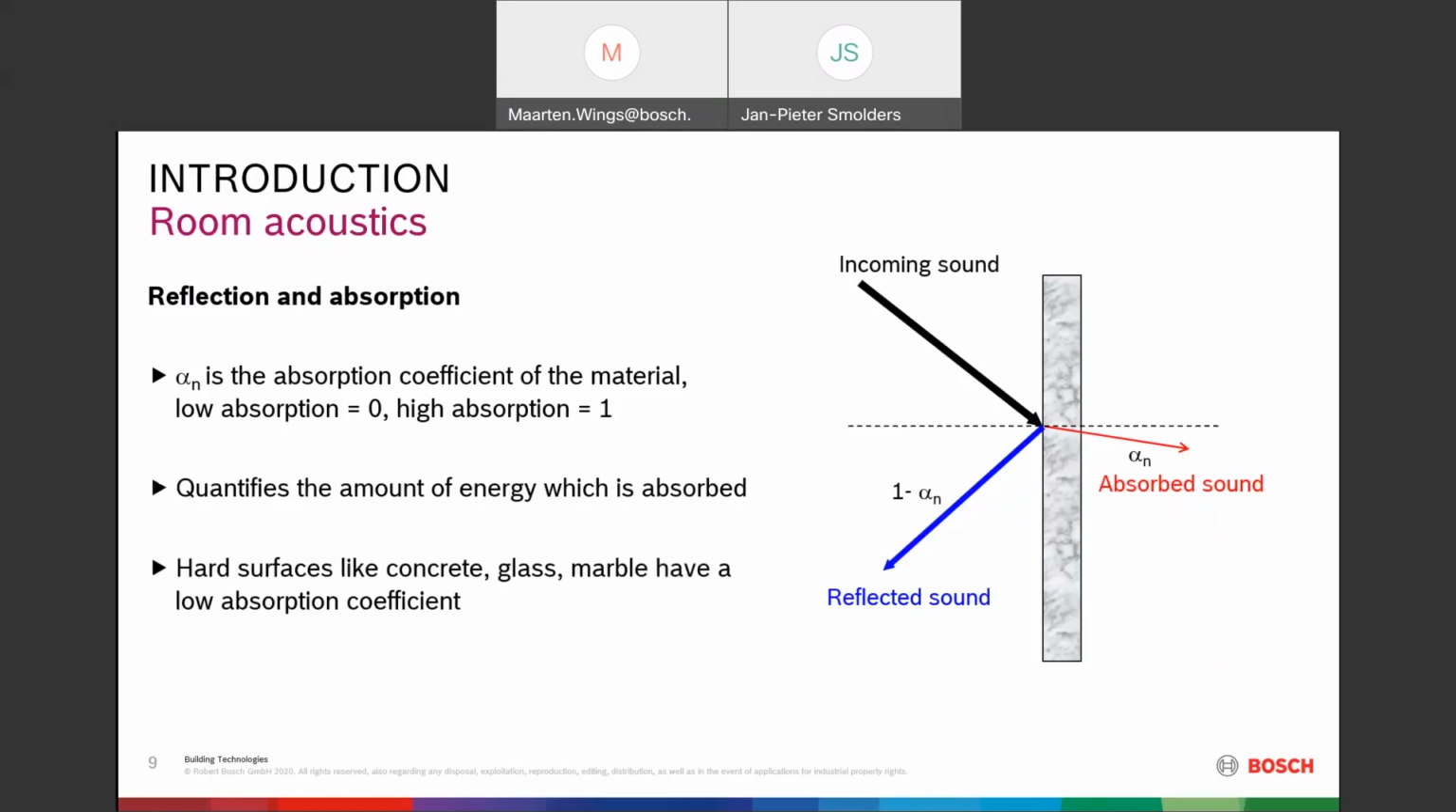Hard surfaces like glass and marble have a low absorption coefficient. That means that when sound is coming into that wall, it will reflect most energy. It will be reflected, so the sound will be reflected from that wall. And they, of course, have a negative influence on the speech intelligibility.